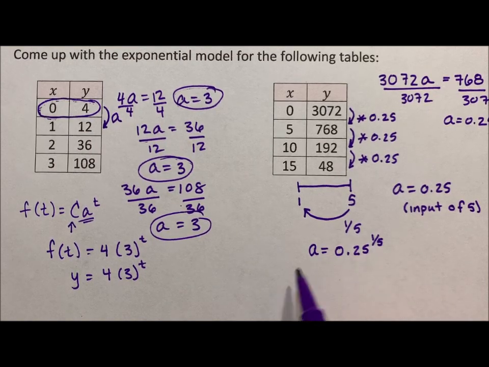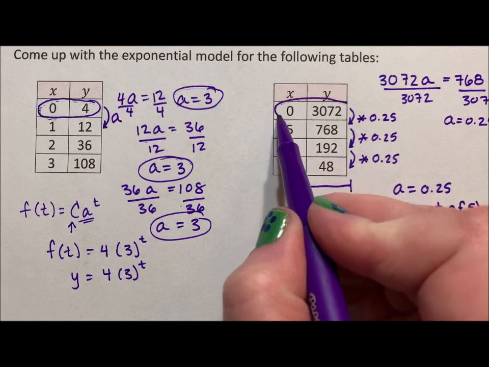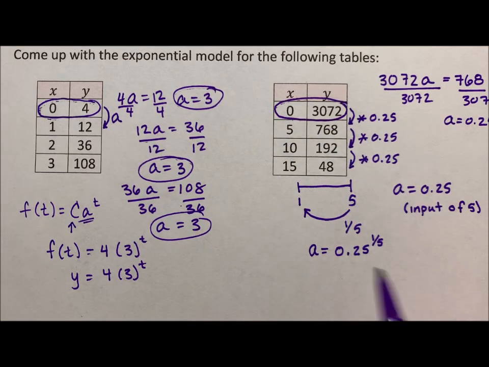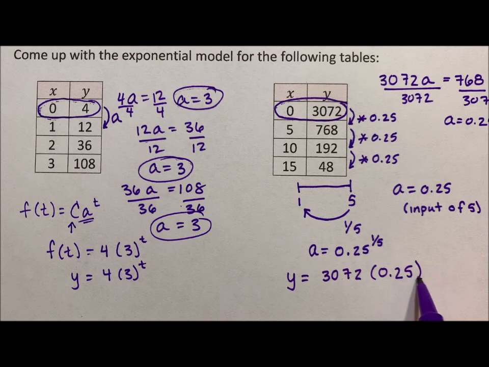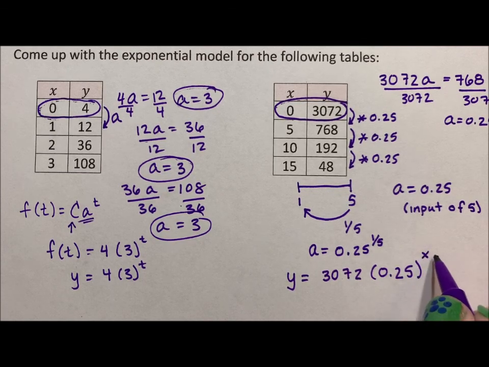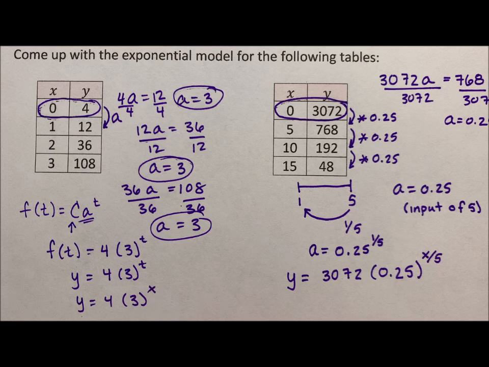So this, once again, I am giving you the initial value. So we have y equals, we start at 3072, 0.25 to the x over 5. This could have been t or x. I could have written this as y equals 4 times 3 to the x, by the way.